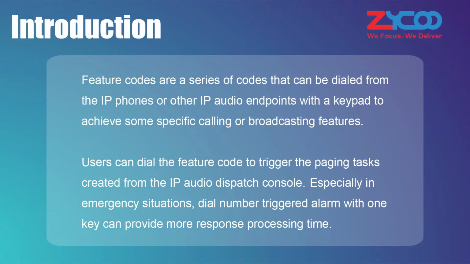Feature calls are a series of calls that can be dialed from the IP phones or other IP audio endpoints with a keypad to achieve some specific calling or broadcasting features. Users can dial the feature code to trigger the paging task created from the IP audio dispatch console. Especially in some emergency situations, dial number triggered alarm with one key can provide more response processing time.